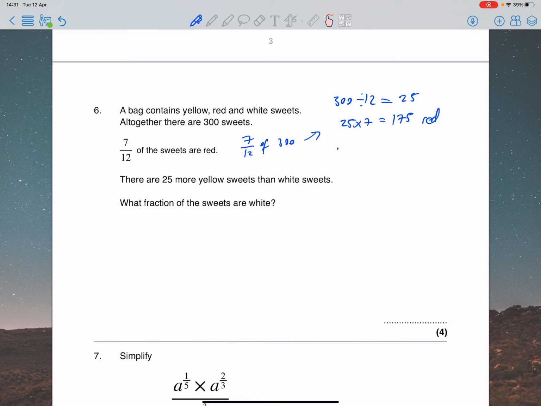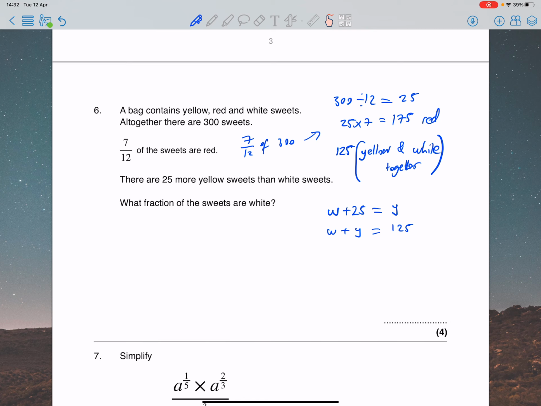So that means that there are 125 yellow and white sweets together. Okay. And it tells us that there are 25 more yellow sweets than white sweets. So that means that if we take the number of white sweets and add 25, we get the number of yellow sweets. But also, we know that the white sweets plus the yellow sweets is equal to 125. Look at that. We've got a simultaneous equation. A pair of simultaneous equations, should I say.